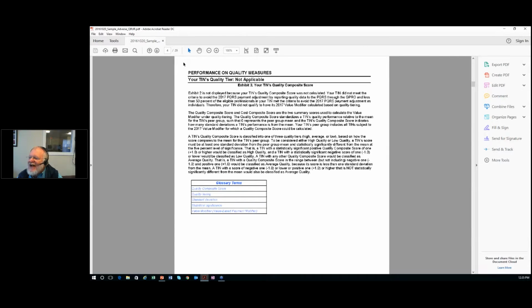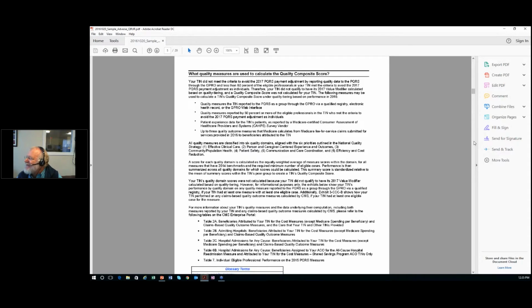So again, don't just lie down and take these. Look at them carefully, make sure you understand, work with your vendor to make sure that it's accurate, go to the help desk with questions, and make your submission for informal review. All right, so that's really about all to take from those two QRUR reports.